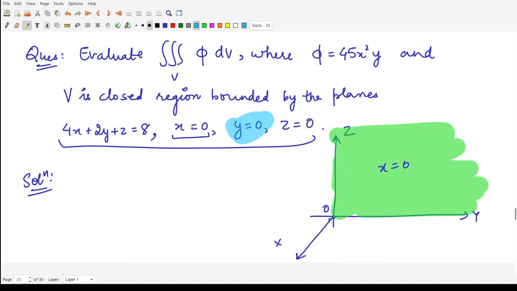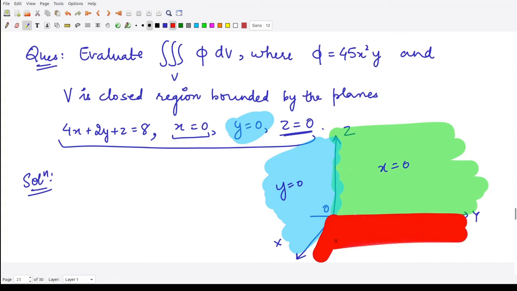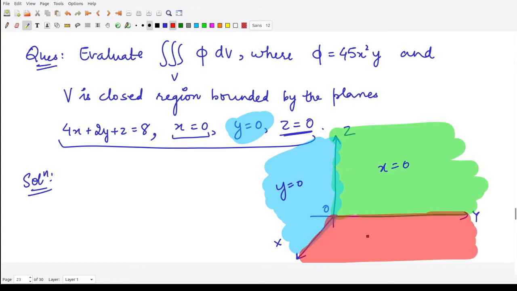and for the plane y is equal to 0, it means when y is 0, you are talking about the xz plane, and whenever your z is equal to 0, that means you are talking about this xy plane over here, right? So this is the plane. Now the region which is bounded between these three planes, that means we are in the first octant, and moreover for this plane 4x plus 2y plus z is equal to 8.